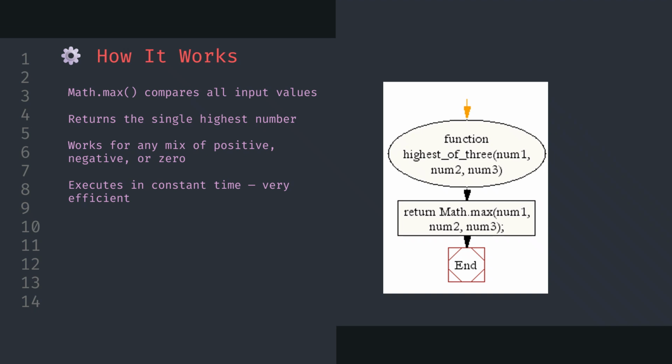Math.max evaluates all inputs left to right and returns the biggest one it finds. This function is great because it works even if the numbers are negative, 0, or large. It's a built-in part of JavaScript, so no extra setup is needed. Let's test it further with a few more examples.